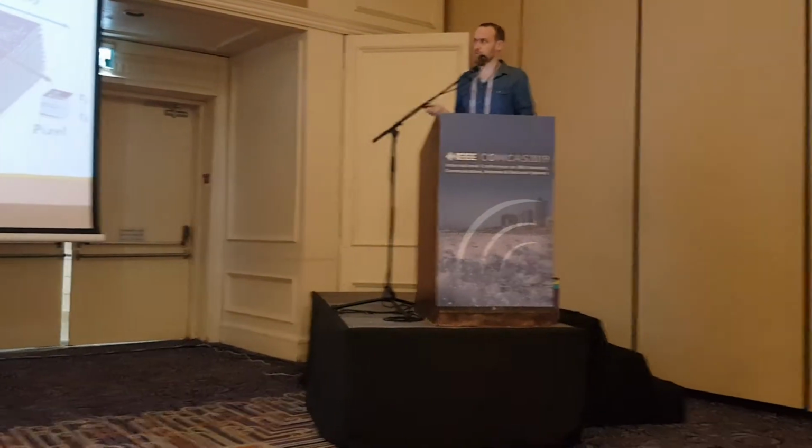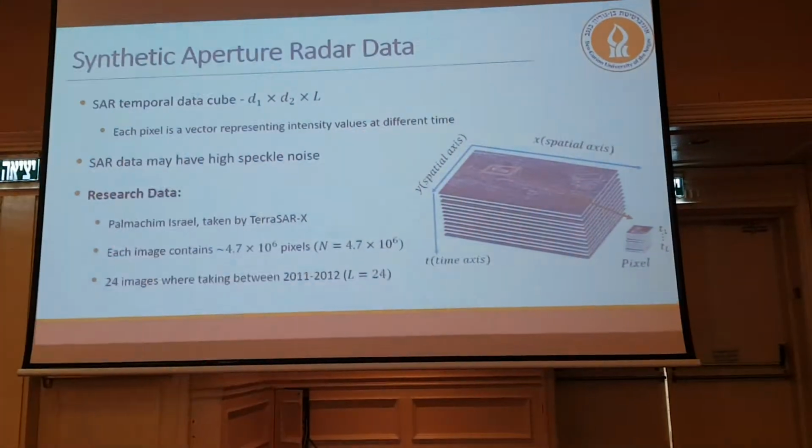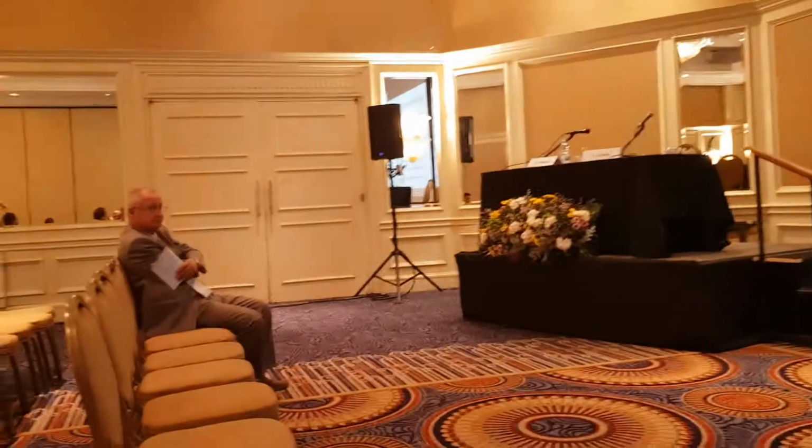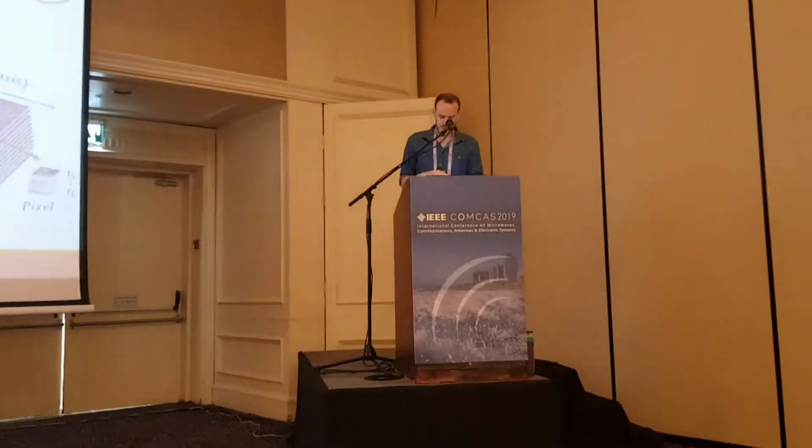There is some more information about the data that we used. It was of the Palmachim region here in Israel. It was taken by the TerraSAR-X project. Each image contains roughly 4.7 million pixels. We have 24 images that were taken between 2011 and 2012. The difference between the images is about 2 to 3 weeks. Therefore, the number of layers in our cube, capital L, is 24, and the total number of pixels, denoted by capital N, is roughly 4.7 million.